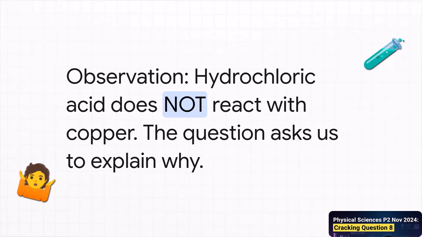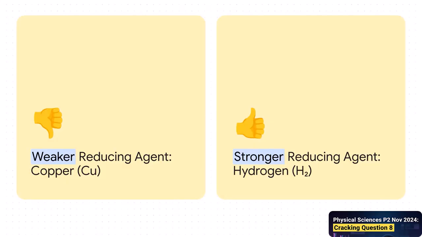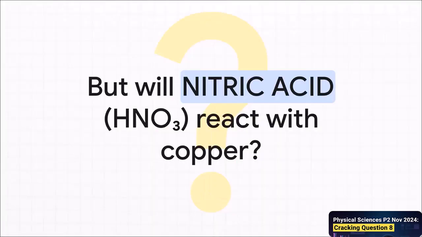And the answer is all about comparing strengths. If you look at that trusty table of yours, you'll see that copper, Cu, is listed as a weaker reducing agent than hydrogen gas, H2. For a reaction like this to happen, the metal has to be a stronger reducing agent. It has to be better at giving away electrons than H2 is. But copper? It just isn't. It can't force its electrons onto the H+ ions. Magnesium, on the other hand, is way higher up the list, a much stronger reducing agent, which is why it bubbled away like crazy.